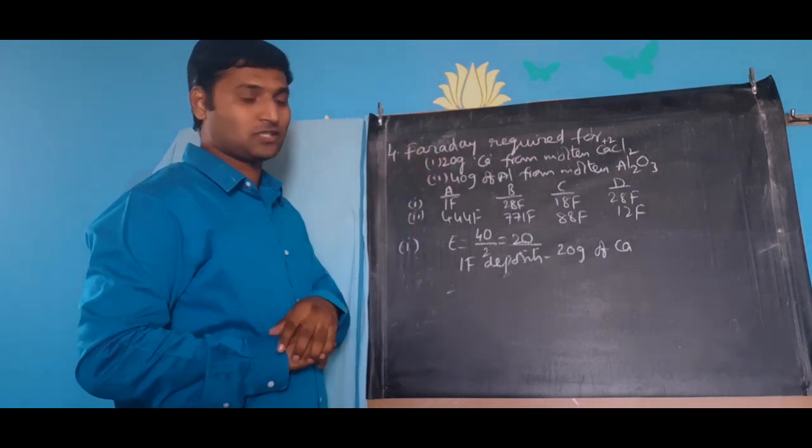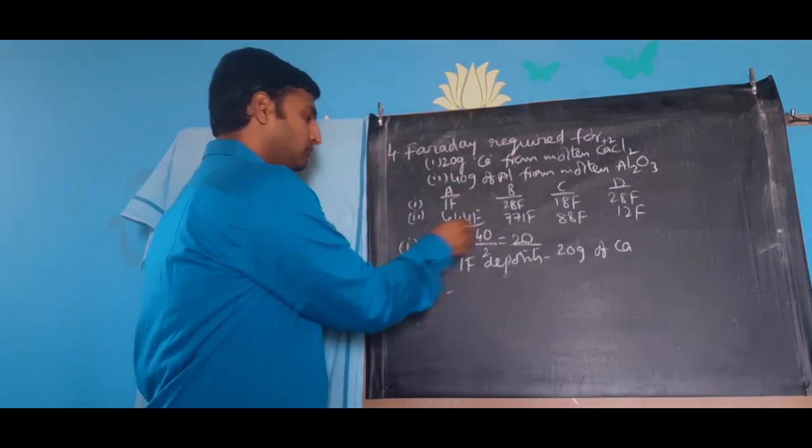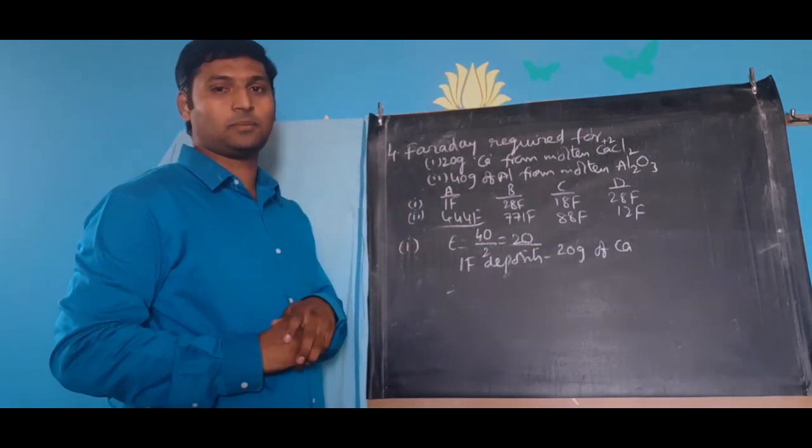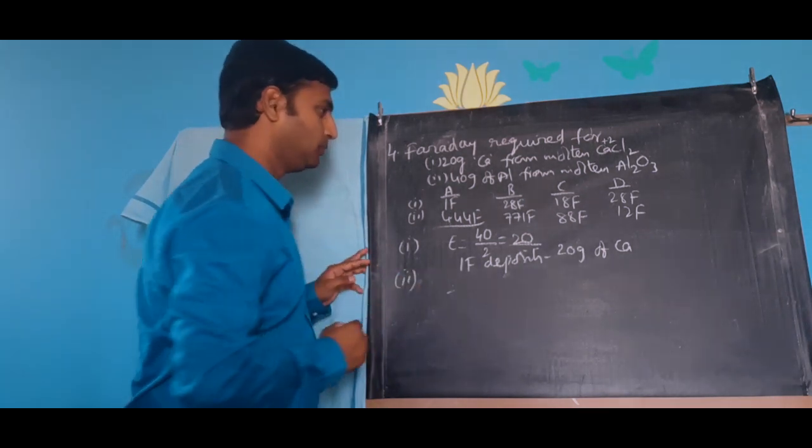So the answer for the first question is 1 Faraday. In how many options do you have 1 Faraday? Only one option, that is option A. So that's your answer. However, let me solve the second question also for you.